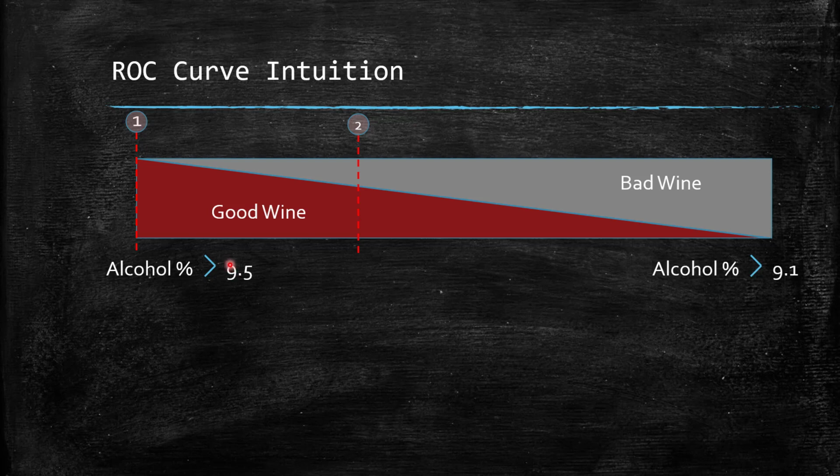Now to pick up all the good wines, we relaxed our threshold a bit. From this diagram, whenever we relax the threshold, we are picking up more good wines, but we are also picking up some bad wines. Over here we did not pick up any bad wines. Using this diagram, we can easily visualize what's going on. The more we relax the threshold, the more good wines we pick up, but we also pick up more bad wines.